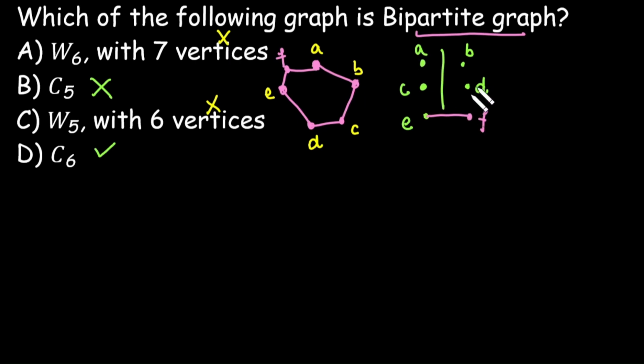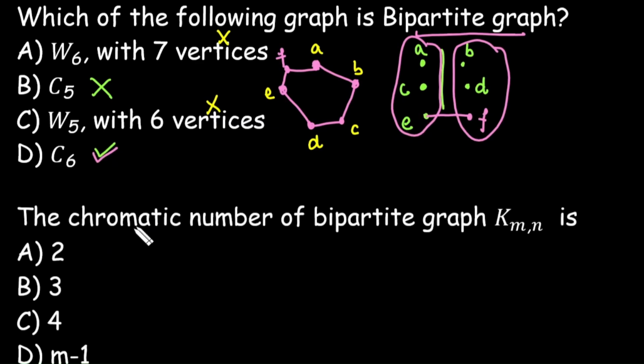So it means we can make the partition of vertices: take vertices A, C, E in one set, B, D, F in another set, and none of the vertices in a set are connected with each other even in this case. Hence we get the partition of the vertices, due to which C6 is a bipartite graph.